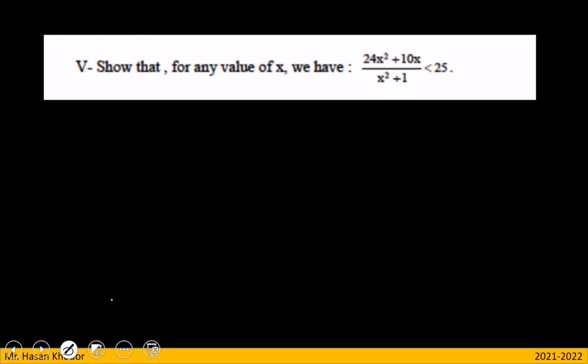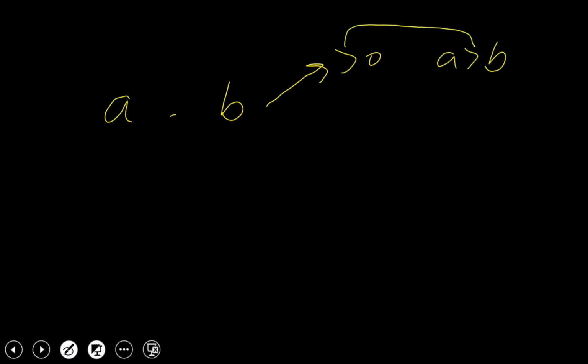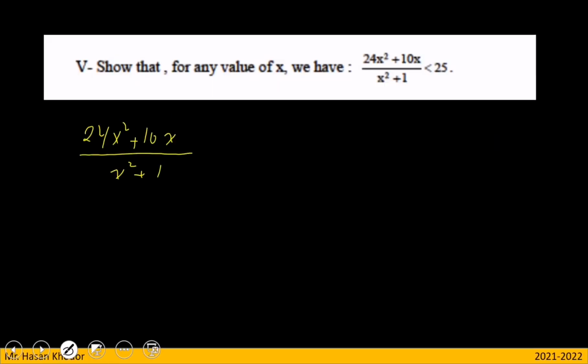For example, 24x squared plus 10x over x squared plus 1. Simply, I repeat again, to compare two real numbers a and b, we subtract them. If this difference is positive, this means a is greater than b. Same sign. If this difference is negative, then this means a is less than b. Okay? So now we are going to subtract this side from this side.